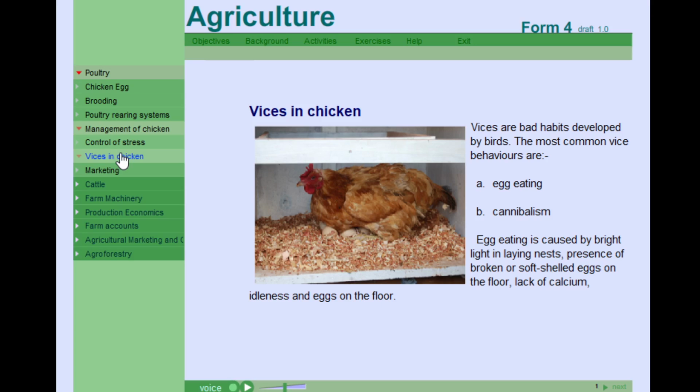Vices in chicken. Vices are bad habits developed by birds. The most common vice behaviors are egg eating and cannibalism. Egg eating is caused by bright light in laying nests, presence of broken or soft-shelled eggs on the floor, lack of calcium, idleness, and eggs on the floor.